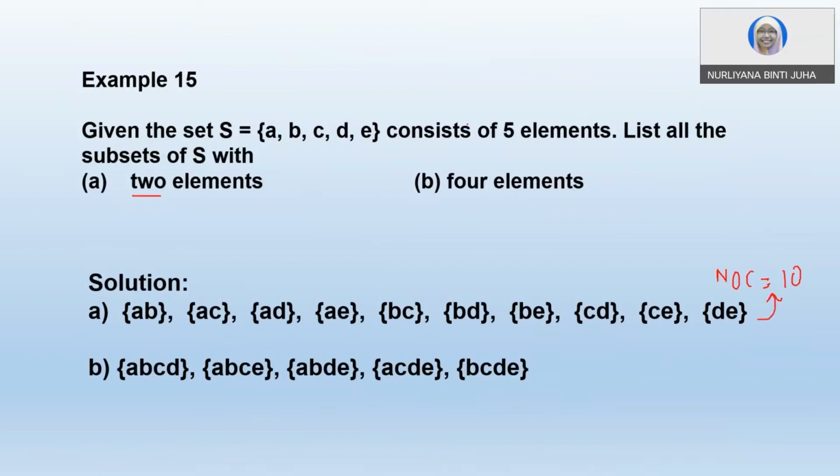For this one, if it says pick only 4 out of 5, then you create 4 from this one. So you have 1, 2, 3, 4, 5. So the number of combinations is actually equal to 5. Okay. This is easy peasy.